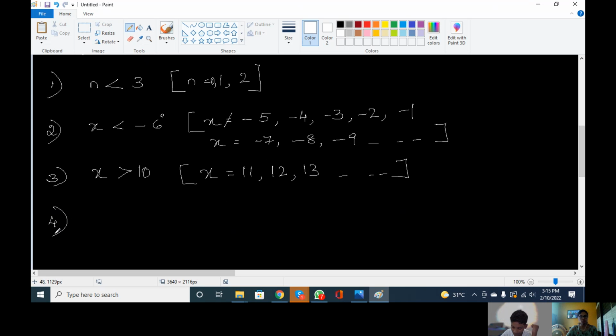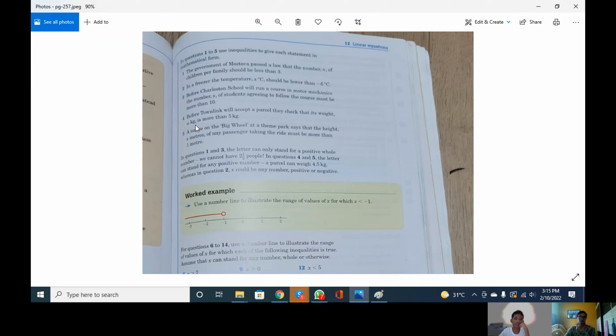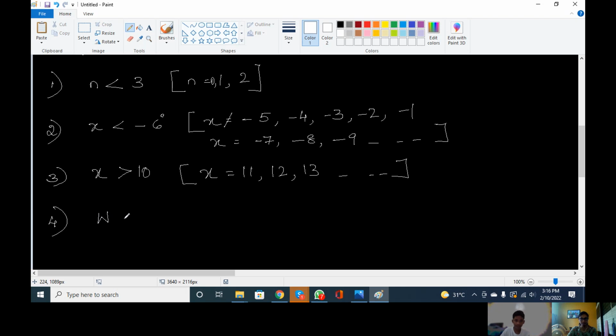Next, question number 4. Before Town Link will accept a parcel, they check that its weight W kg is more than 5 kg. So what sign do I need to put here for the W? More than 5 kg. More than. So what sign do I need to place here? You just tell me, is it greater or lesser? Greater than.